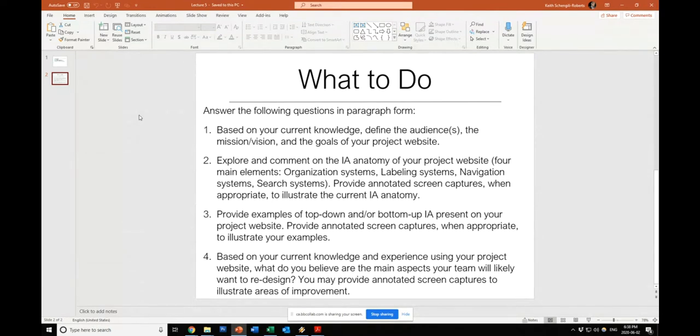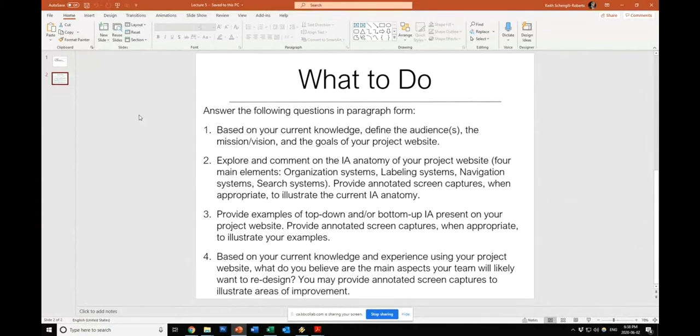Again, provide annotated screen captures where appropriate to illustrate your examples. And again, this is essentially asking you to identify these features on the website and to ask what is the orientation of this particular website? Has it been, in your estimation, created from the top down? And that is quite often the case.